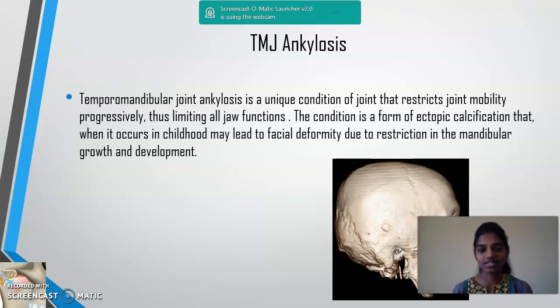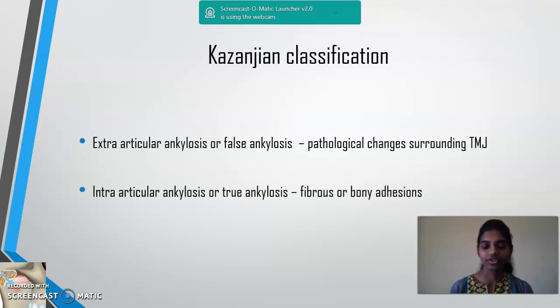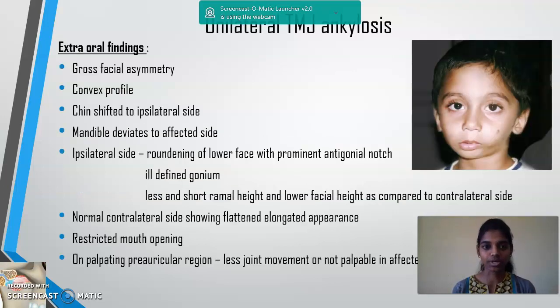When the condition occurs in childhood, it creates a facial deformity. There are many classifications, like Miller-Schwanning. One such classification is the Kazanjian classification. It is divided into extra-articular or false ankylosis and intra-articular or true ankylosis. In false ankylosis, pathological changes are seen surrounding the TMJ. In true ankylosis, fibrous or bony adhesion is seen between the articular eminence of the condyle and the glenoid fossa, thus restricting the joint movement.